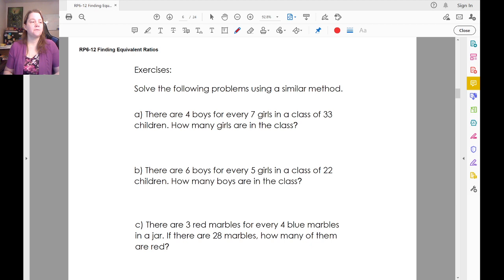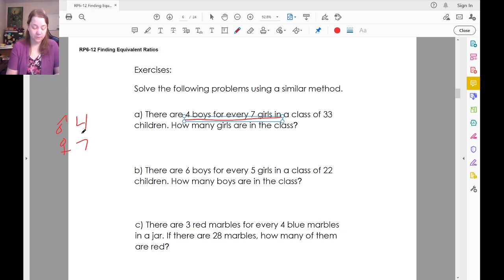If there are 4 boys for every 7 girls in a class of 33 people, if the ratio is 4 boys to 7 girls, so we have 4 boys to 7 girls in a class of 33 children, how many girls are in that class?